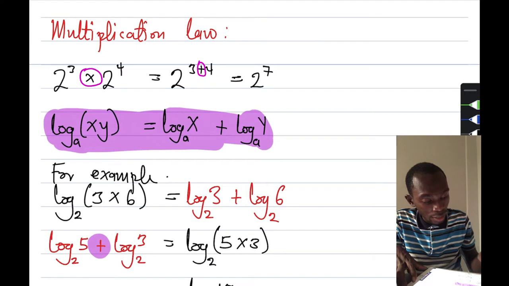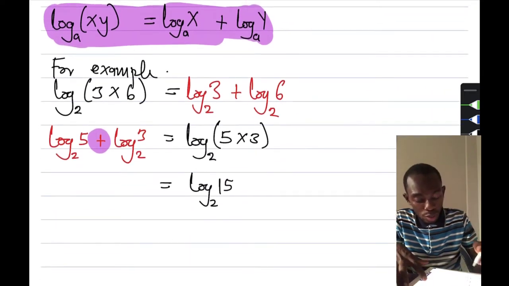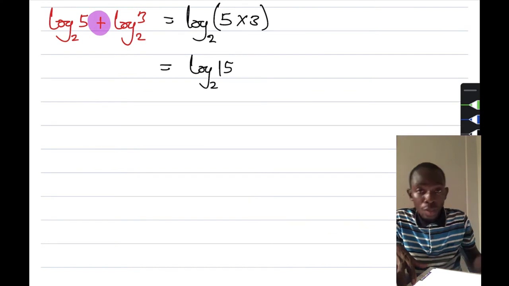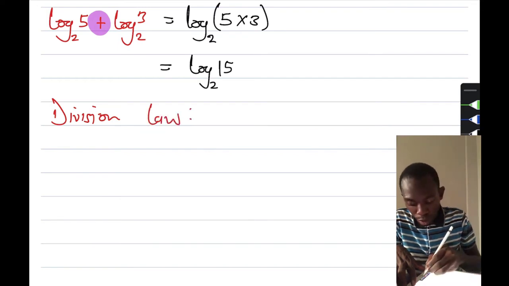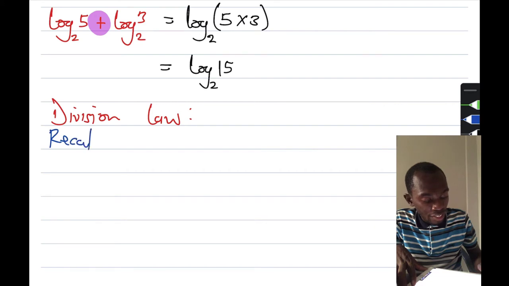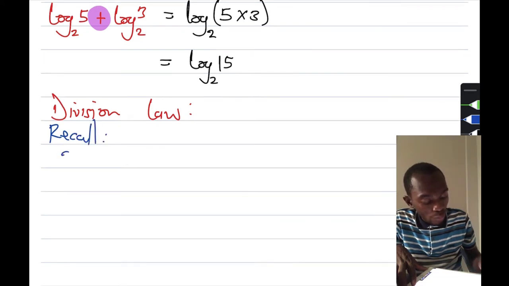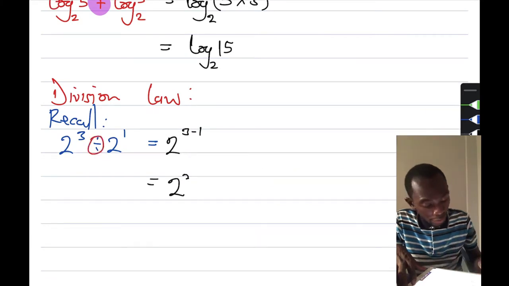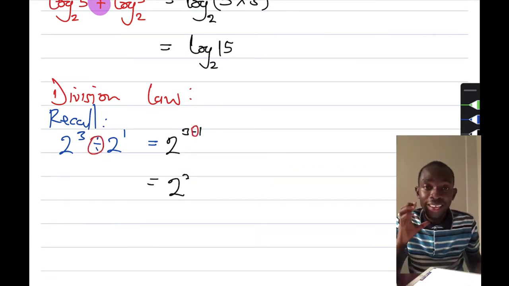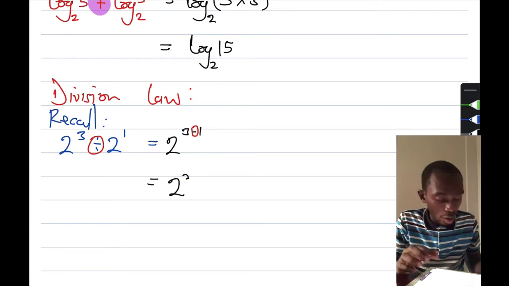All right. The next thing is for us to do our division law. So let's go and do the division law. Also recall from your study of indices that if you have 2 to the power 3 divided by 2 to the power 1, what would you write? You will say that this gives 2 to the power 3 minus 1, giving you 2 to the power 2, right? Okay, so check this thing out. Division becomes what? Subtraction. And it's the same thing that works in log.